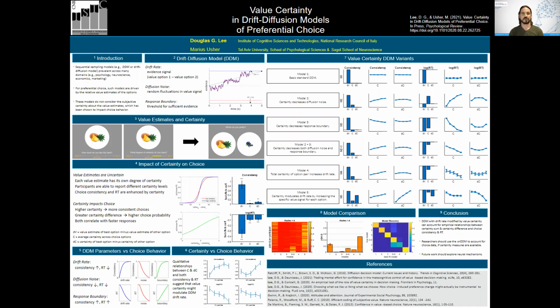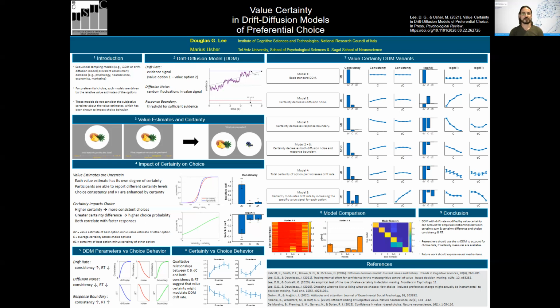Here's an example of the paradigm used in such studies. The first task is a rating task where individuals are shown different options, in this case food. They're asked to provide a rating or a value estimate for each option. Then they're asked to provide a measure of certainty about the value estimate they gave. They do this individually for a series of 100 to 200 different options. Then they move to the choice task. Here, they're shown two different options on the screen, and they simply click on the one they prefer.